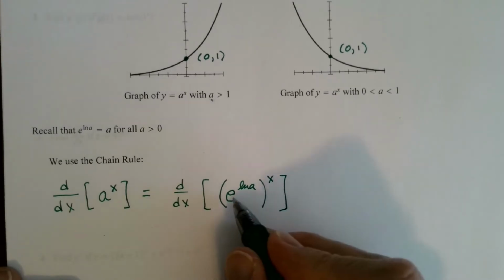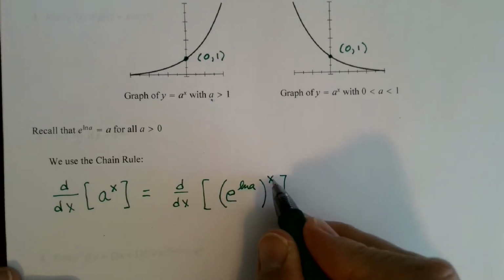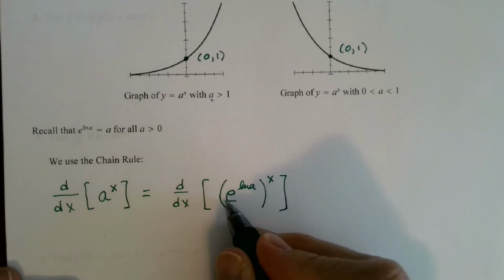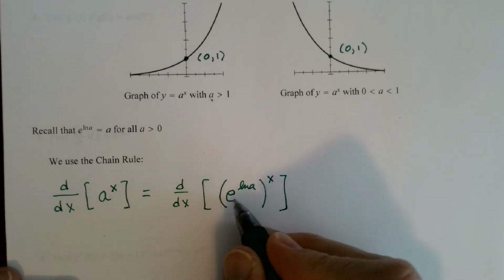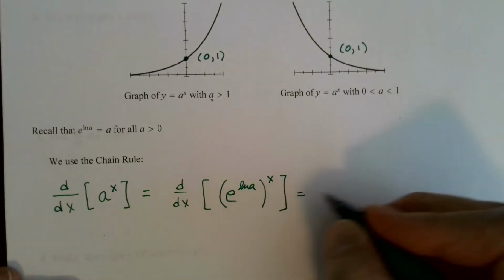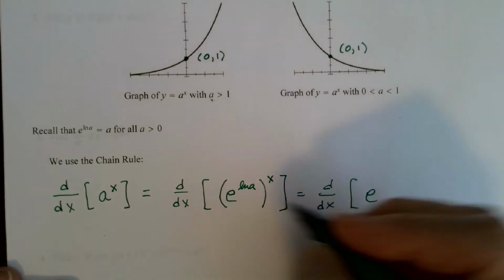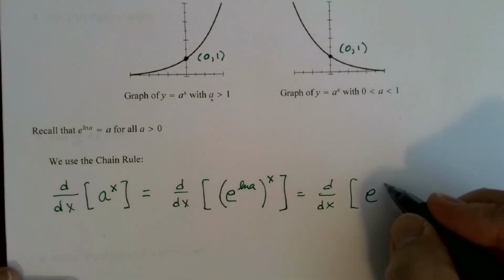And now what do I have? I have e to the natural log of a. That's some real number. So e to that power. And then I'm raising that to another power. What do we do when we have an exponential expression, and then we raise it to another exponent? Do you remember what we do? We multiply. And so this is the same thing as e to the natural log of a times x.